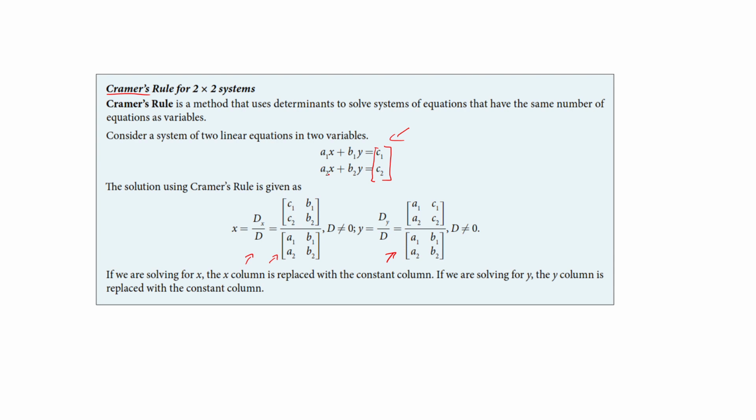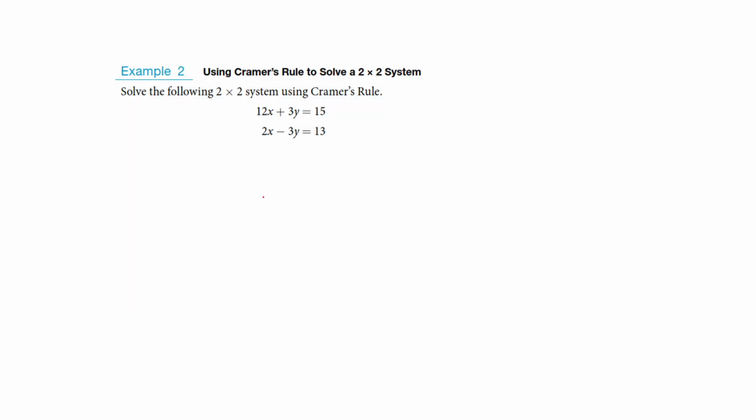We're taking A1 and A2 and replacing them with C1 and C2. Now in the second one, if we want to solve for y, the bottom matrix is just our normal matrix, and the top matrix is going to replace the y coefficients with the solution matrix. So let's try one here, and hopefully it'll make a little more sense.